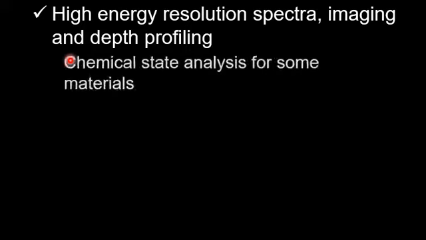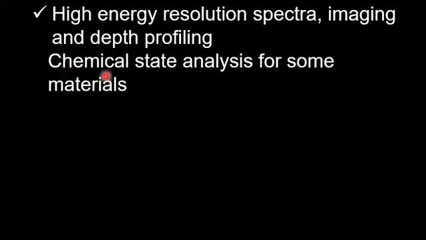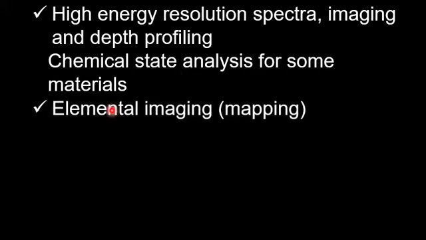With Auger electron spectroscopy, we can basically achieve high energy resolution spectra. We can also achieve imaging of the depth profiling by removing a layer from the sample surface and then analyze the material composition under that layer. So basically chemical state of some material are analyzed by Auger electron spectroscopy. Auger electron spectroscopy provides us the elemental imaging and mapping of the material.